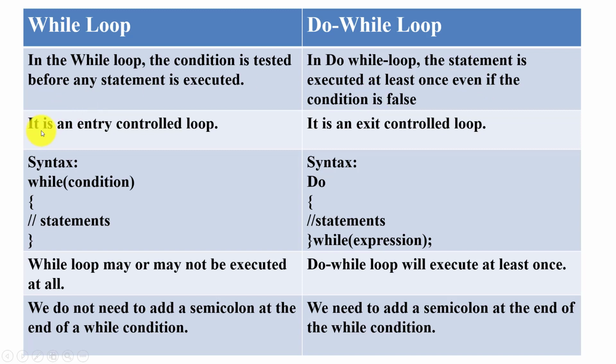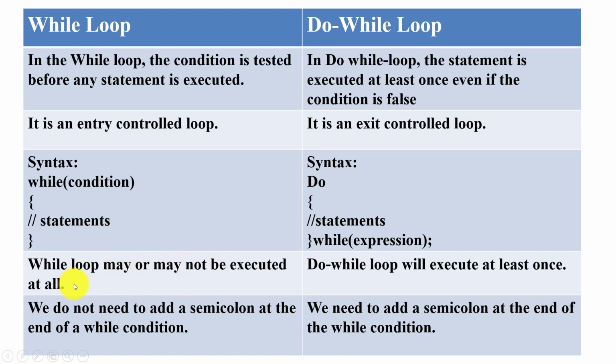The second difference is that while is an entry control loop. Why is it entry? Because at the start we put the while condition. If the while condition is true, only then it is going to enter the loop. Do while is an exit control loop, because at the bottom it checks the condition. If at the bottom the condition is false, it will exit the loop. The syntax is while, condition, and statement. For do while, the syntax is do, the loop body, and at the bottom we check the while condition.